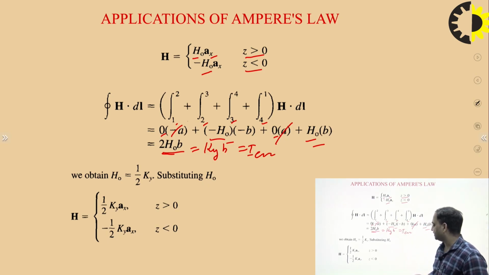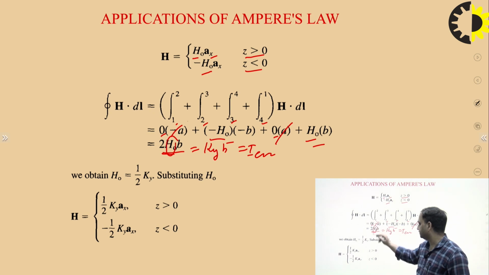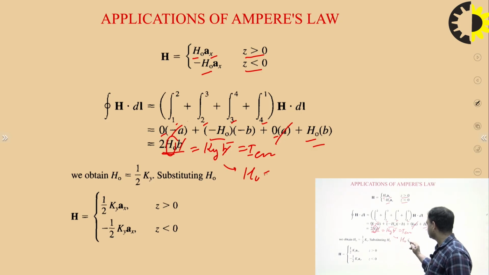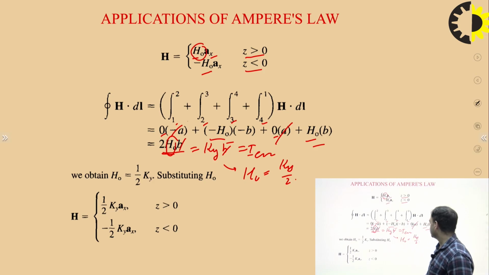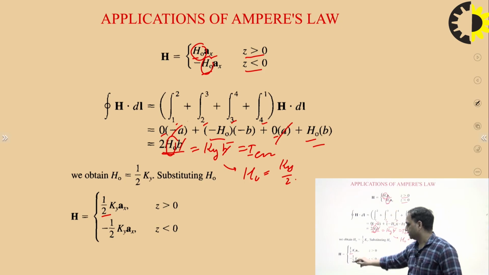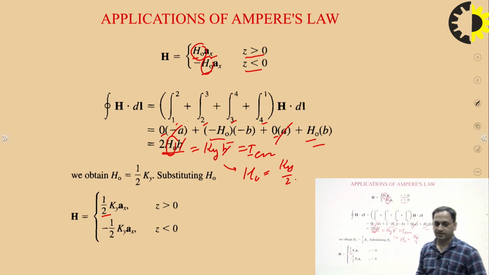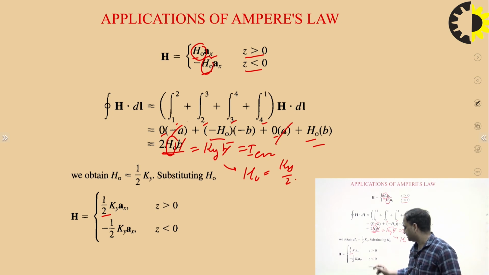So in this way, what did we find? We found the value of H naught. H naught b will be cancelled out, so H naught will be Ky by 2. So by this, we can write H naught is equal to Ky by 2. So we are simply writing in place of H naught as Ky by 2, and again putting this value, H naught Ky by 2, into this term, it will become minus 1 by 2 Ky into aX. Okay, so this is for Z less than 0.